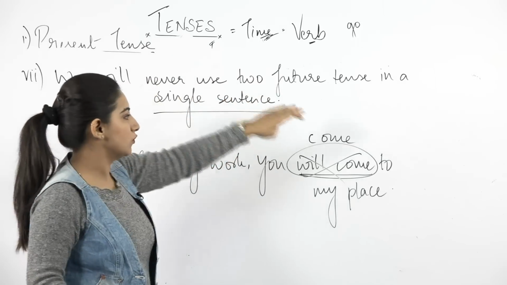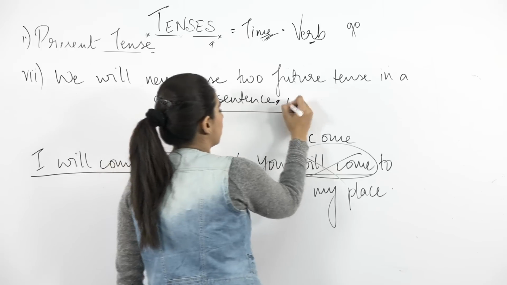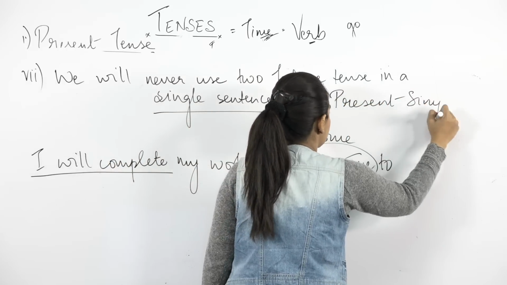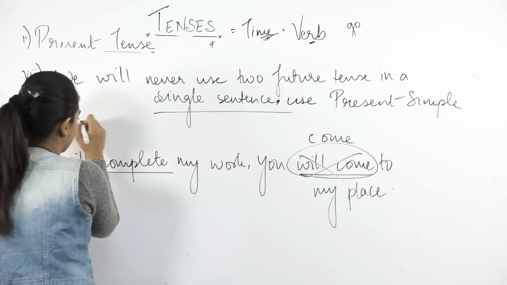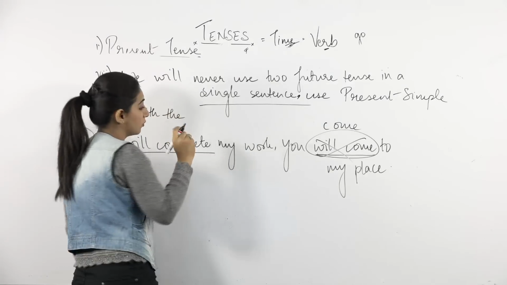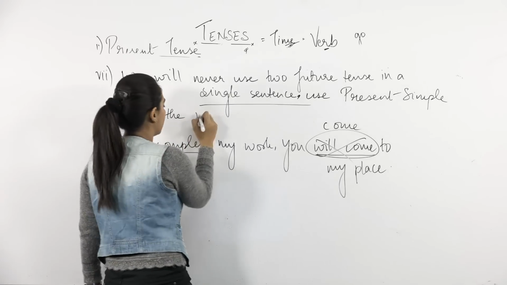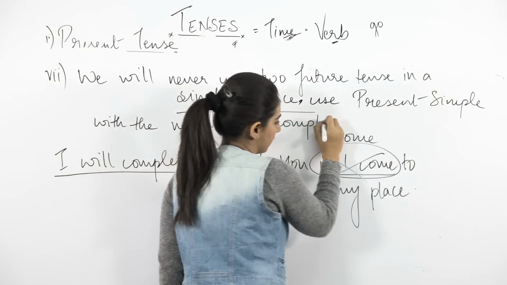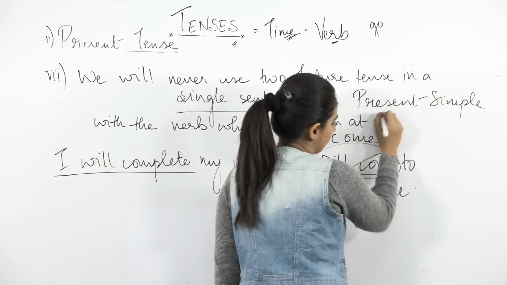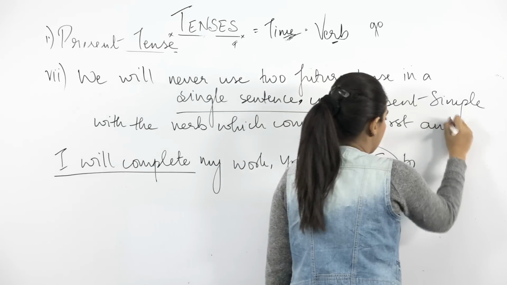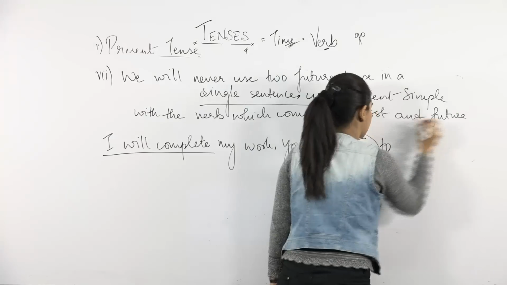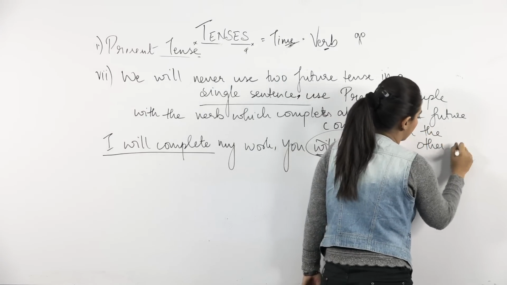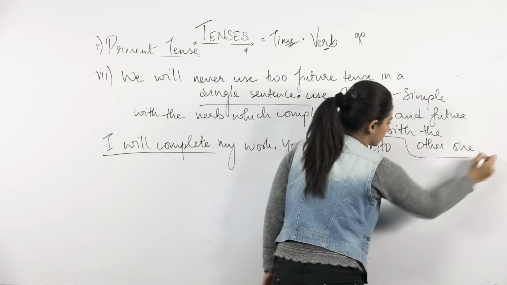So what does the rule say? We will never use two future tense in a single sentence. Use present simple with the verb which completes at first, and future with the other one. क्या मतलब हुआ सेंटेंस का?